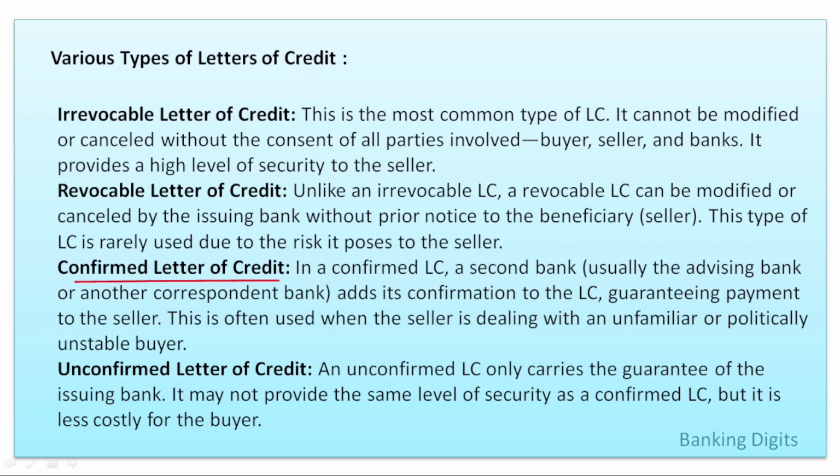Next is the confirmed letter of credit. In a confirmed LC, a second bank, usually the advising bank or another correspondent bank, adds its confirmation to the LC, guaranteeing payment to the seller. This is often used when the seller is dealing with an unfamiliar or politically unstable buyer.